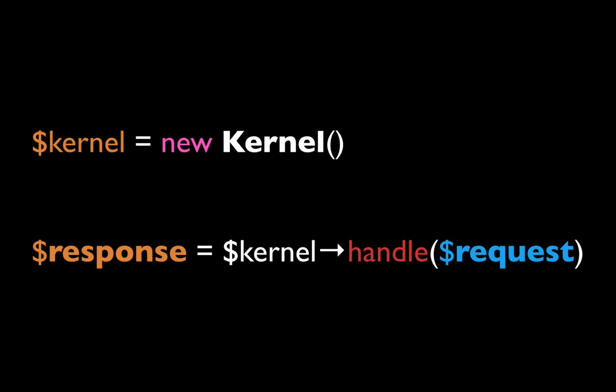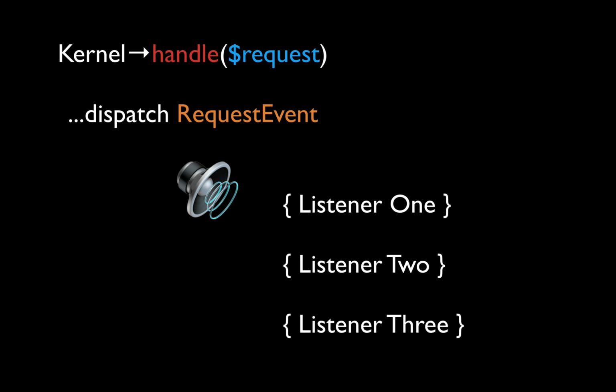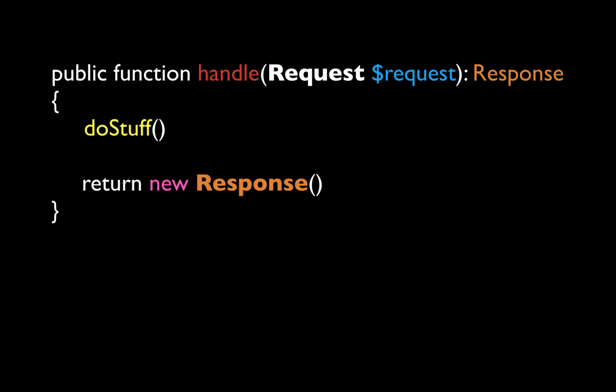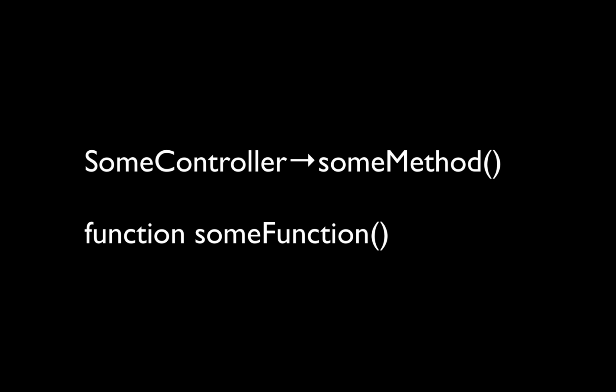But let's dive a little deeper. One of the first things that the kernel can do is to dispatch a request event. Dedicated listener objects will be listening out for this event, and they will be able to modify the request on the fly. The request needs a handler, i.e. a callable function that will take the information contained in the request and do whatever is required in order to produce the correct response. The handler will typically be a method on a controller class, but it doesn't have to be. In fact, any callable will work.